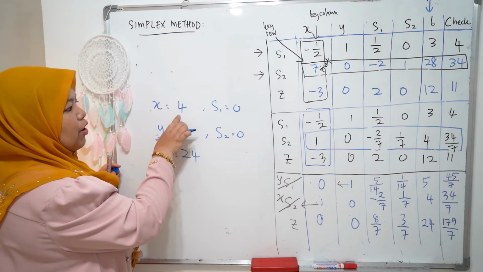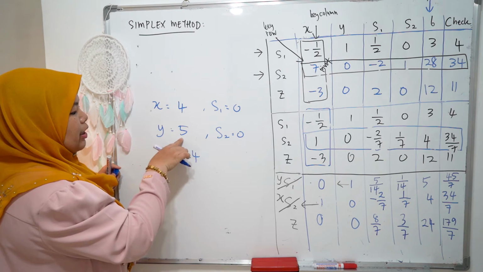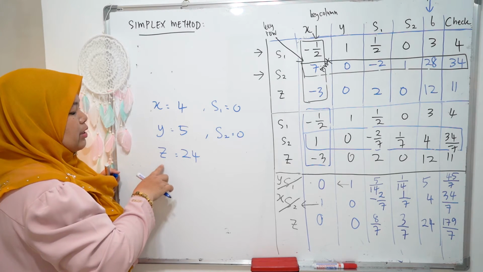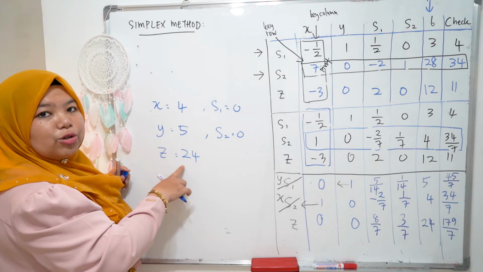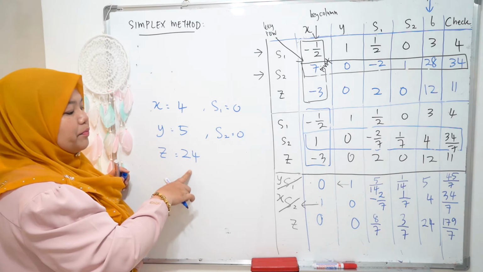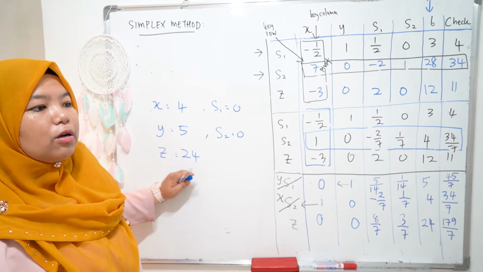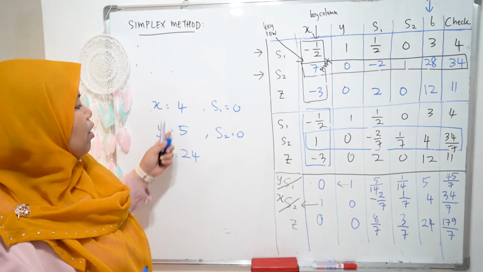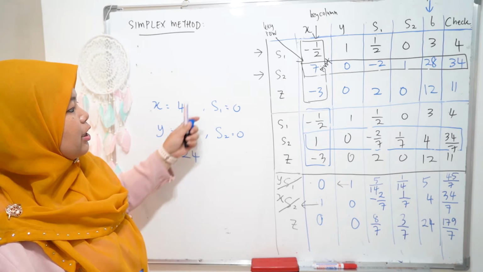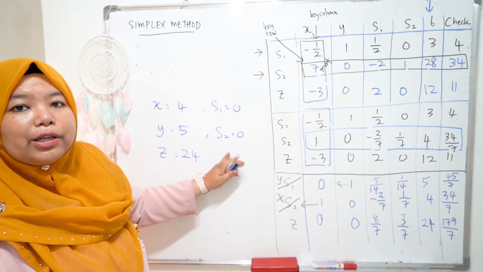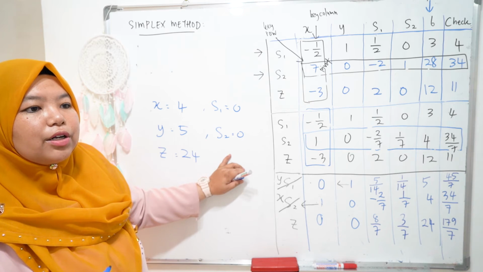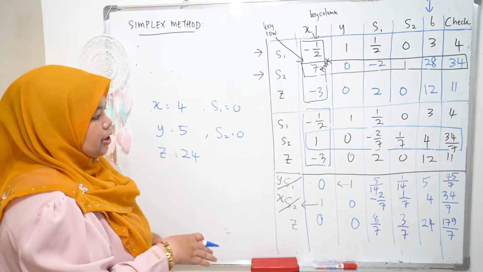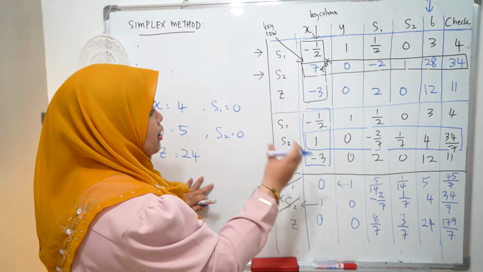x equals 4, y equals 5, s1 equals 0, s2 equals 0, and we will get the profit is 24. Maybe you can also conclude the profit is 24 at x equals 4 and y equals 5. This is an addition only. It's up to you, either you want to list it or not. So this is the answer for this question.